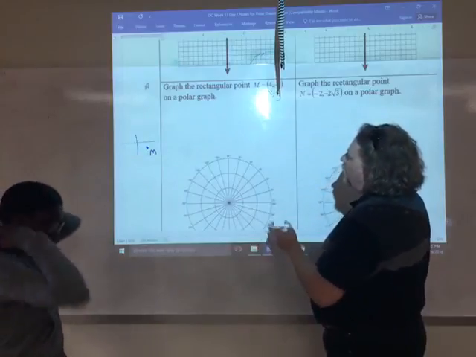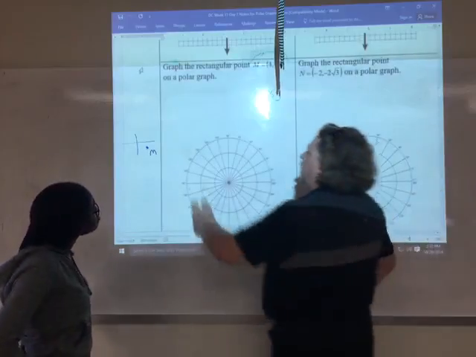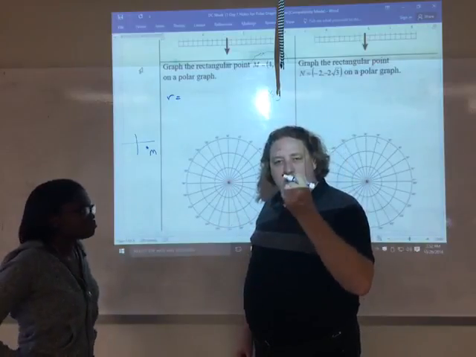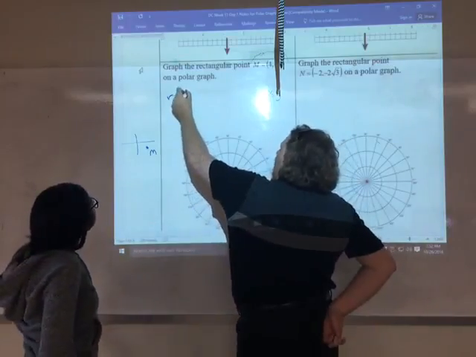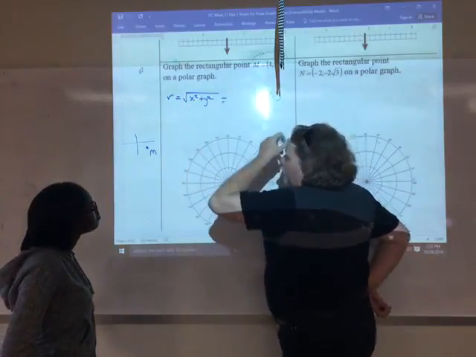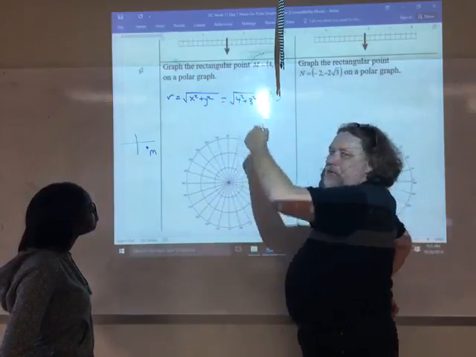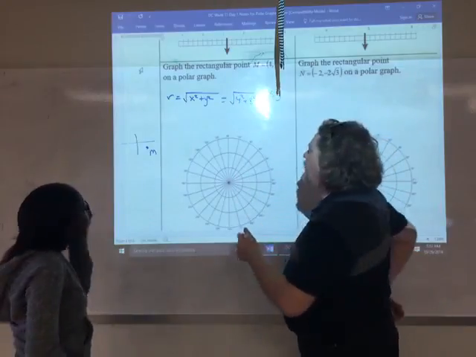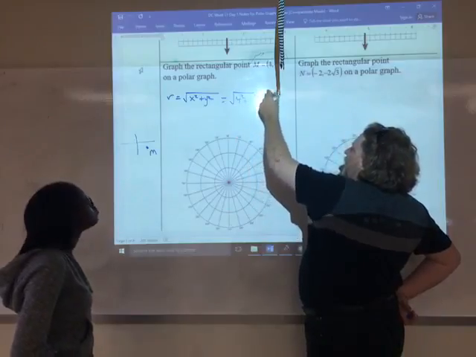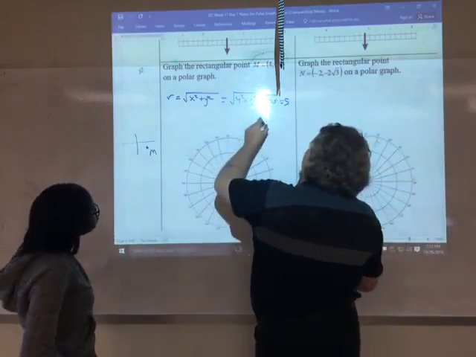So how do I find that point on the polar grid? First of all, I want to find the radius. Well, I have good news for you. The radius is the formula you already know from vectors. Pythagorean theorem, square root of x squared plus y squared. So that will be the square root of 4 squared plus 3 squared. I'm not going to bother to write the negative because when I square it, the negative goes away anyway. So I get 16 plus 9 gives me the square root of 25, which is 5. So the radius here is 5.